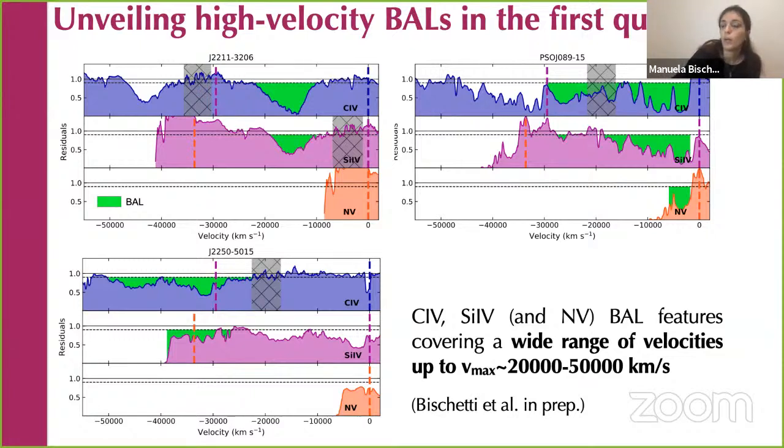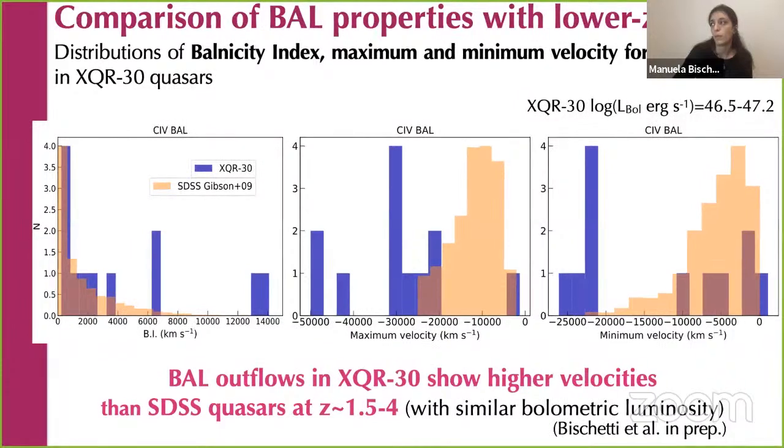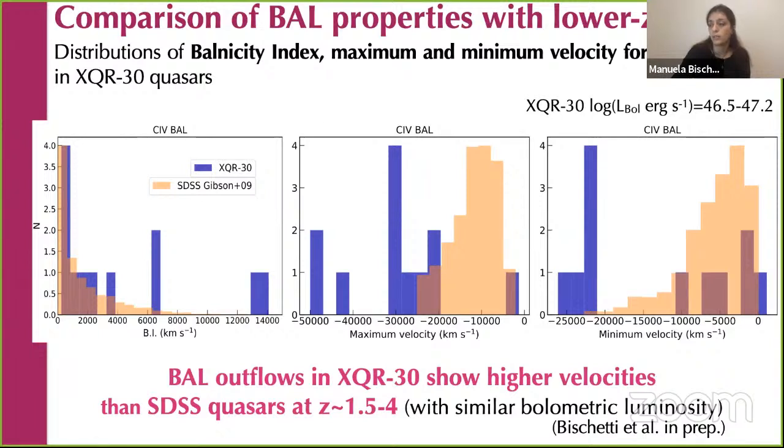And to put this in a wider context, you can see here the distributions of the balnicity index and maximum and minimum velocity for the carbon 4 BAL in the XQR30 quasars compared to BAL in the Sloan Digital Sky Survey at lower redshift, essentially between redshift 1.5 and 4. And it's evident from all these distributions, see for example the maximum velocity here, that BAL outflows in XQR30 show higher velocities with respect to lower redshift quasars, although these two samples show similar bolometric luminosities.